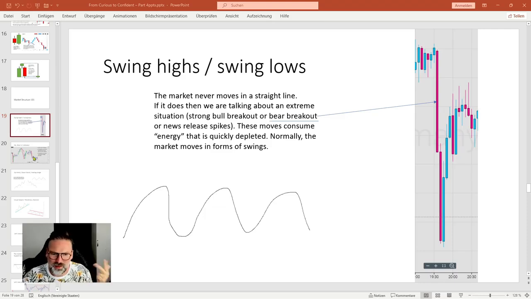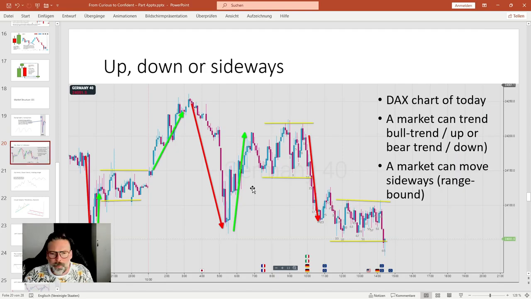Market, asset, instrument, all the same for the purpose of a beginner video, okay? So, the market can move up, down, or sideways. This is a DAX chart of today. So, red arrows, market goes down. You can clearly see that. Green arrows, market goes up. And then it can also move sideways.